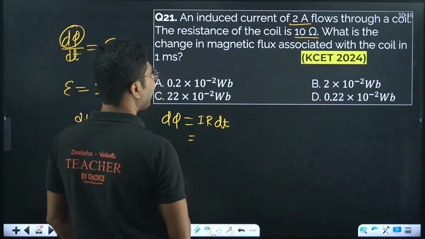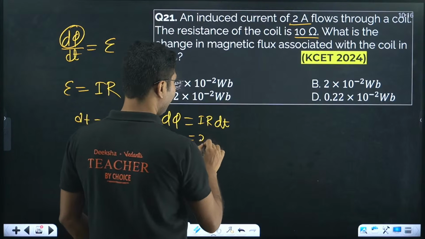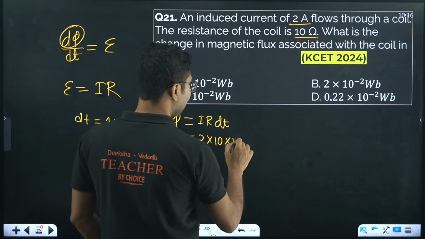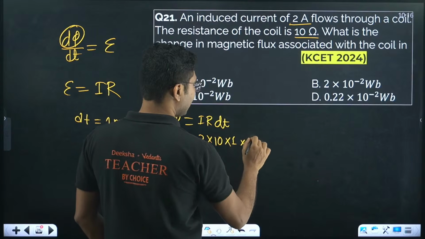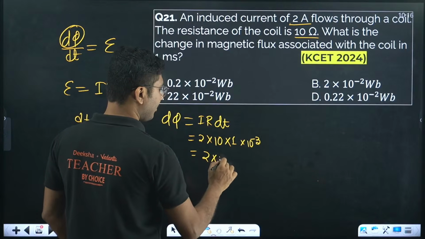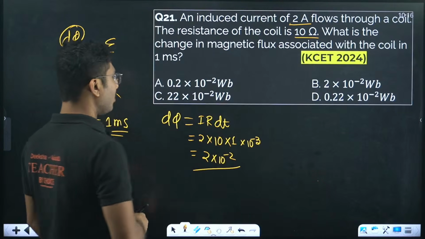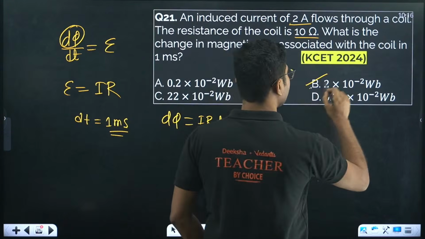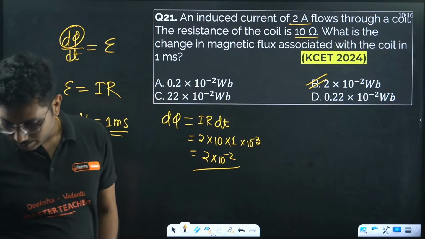What is I? I is given here as 2 ampere, resistance is 10 ohm, time is 1 millisecond, and millisecond means 10 to the power of minus 3. So that will be 2 into 10 to the power of minus 2 Weber. So the correct answer is option B.